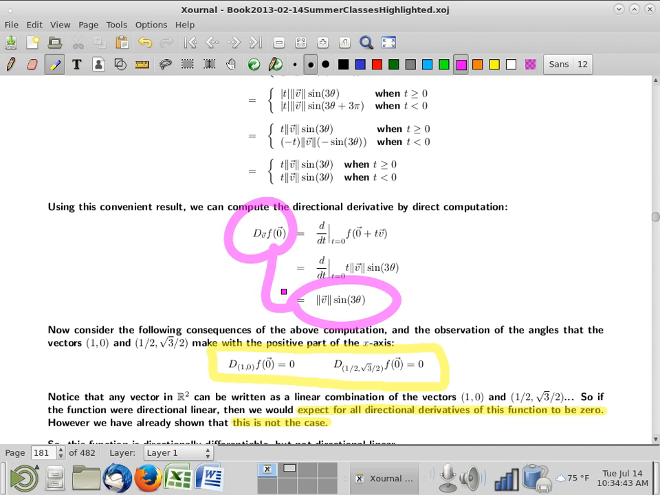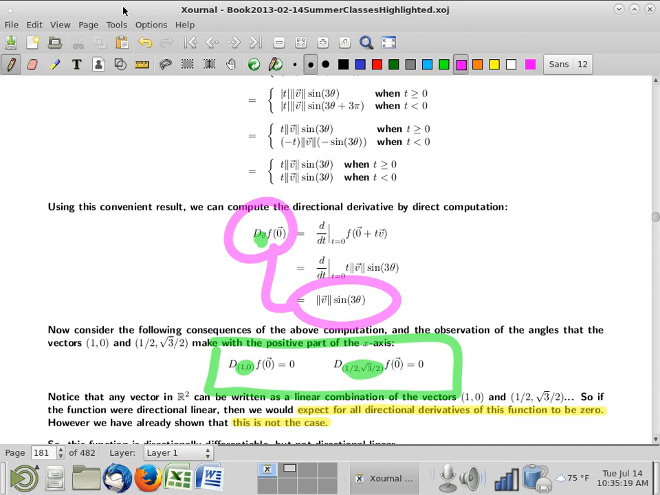And this is enough information here to show us that this function is directionally differentiable, but not directional linear. Directionally differentiable is obvious because there they are. There's the directional derivatives. No problem. But it's not directional linear because if you look at certain key vectors, think about the angles that those key vectors point and how sine of 3 theta works. These two directional derivatives are 0.